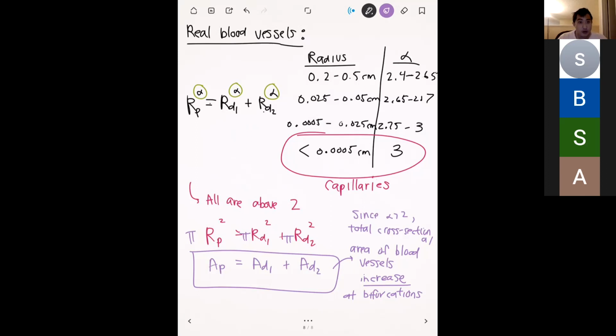Any questions on any of this? The total cross-sectional area of the blood vessels increases at the bifurcations, right? Yeah. Okay, so that line right there doesn't mean divided by? Oh no, I'm just emphasizing increase. Oh yeah, that was a stupid question. It's okay. I know my handwriting can be kind of weird sometimes.